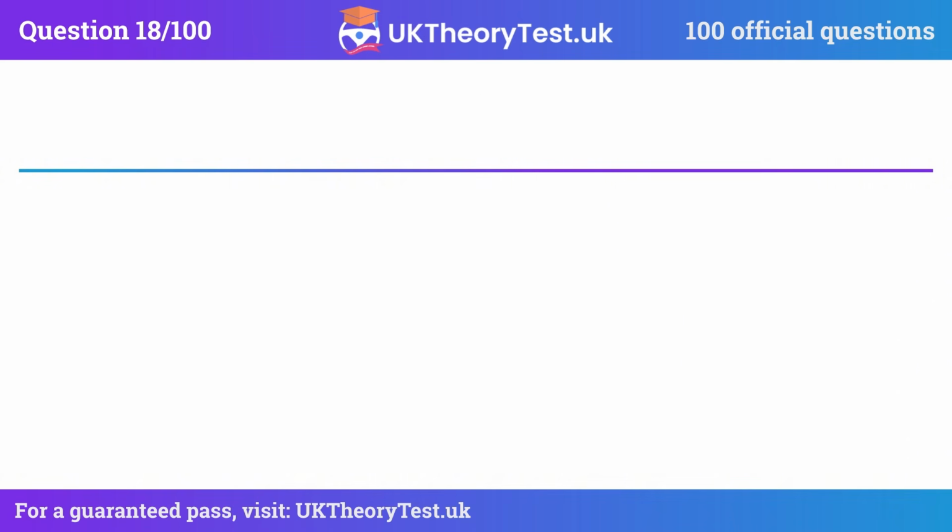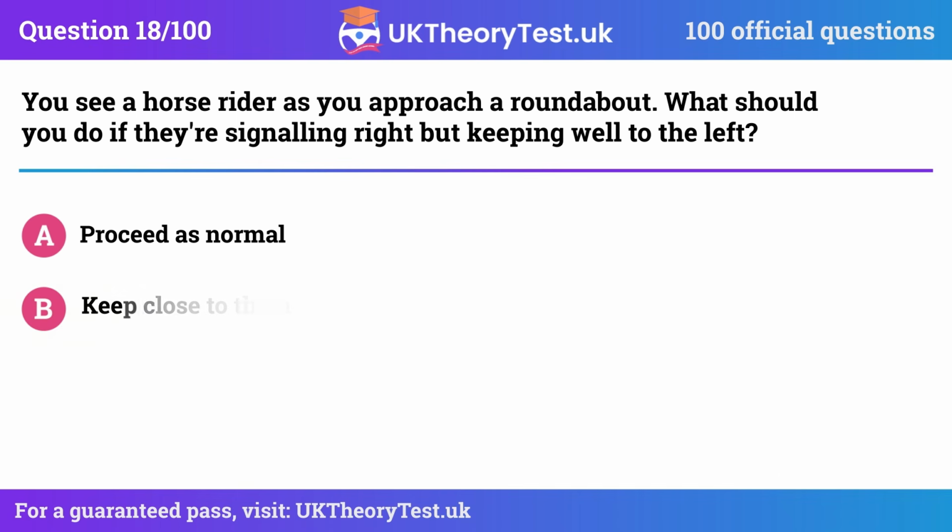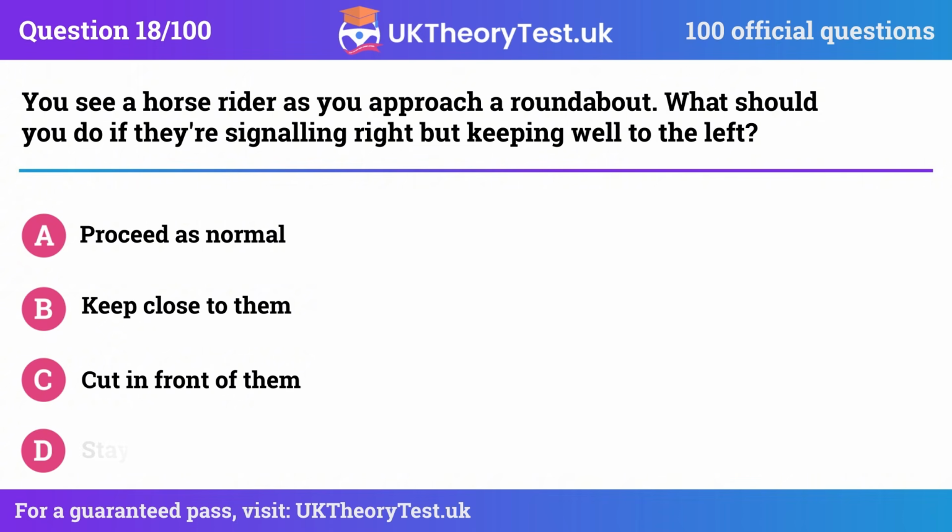Question 18. You see a horse rider as you approach a roundabout. What should you do if they're signaling right but keeping well to the left? A. Proceed as normal. B. Keep close to them. C. Cut in front of them. D. Stay well back.